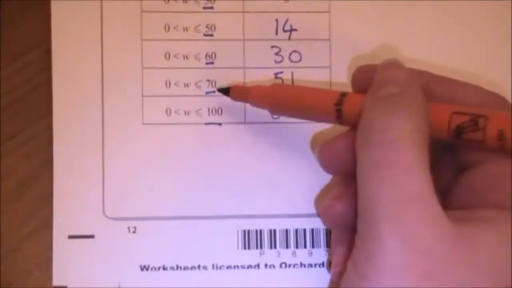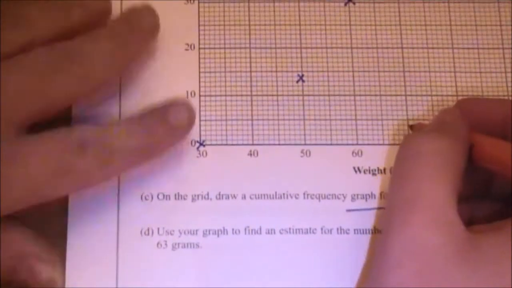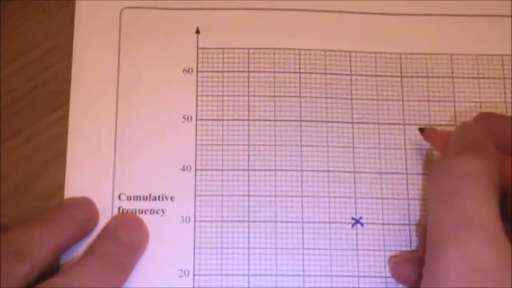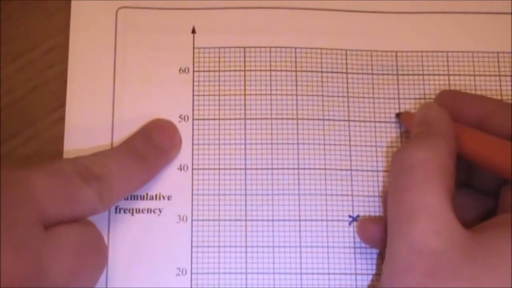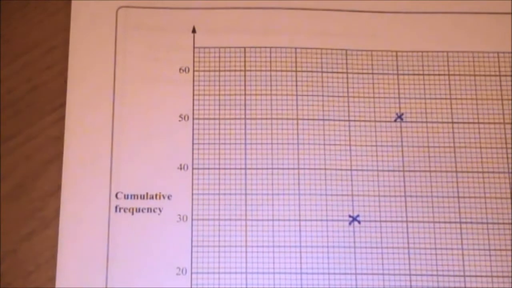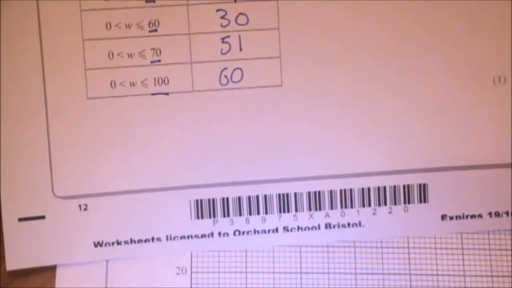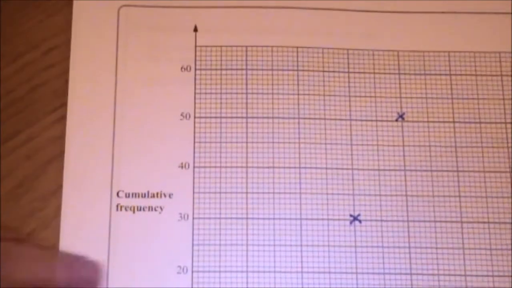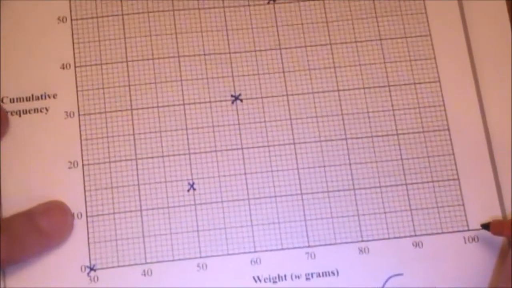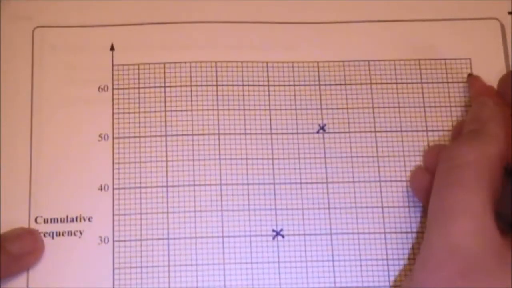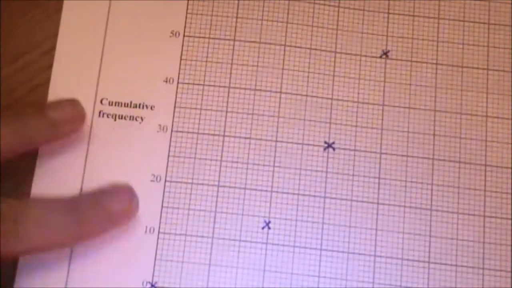The next one is 70 to 51, and the final one is, no it's not, it's 100 to 60. So there's 100 and I'm going up to 60.